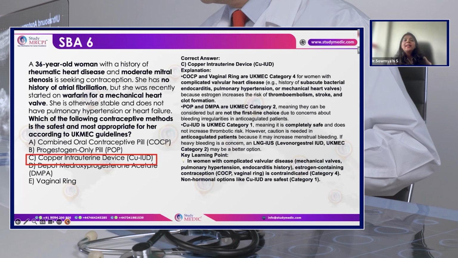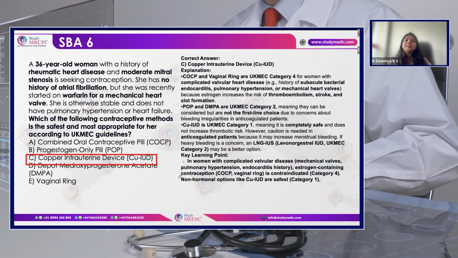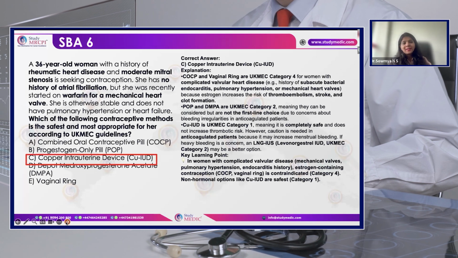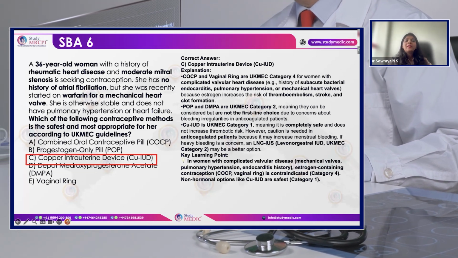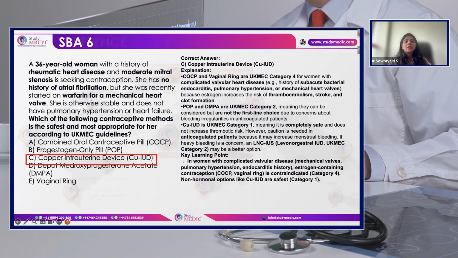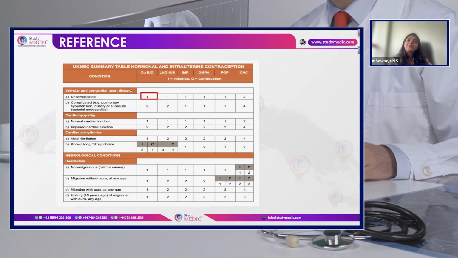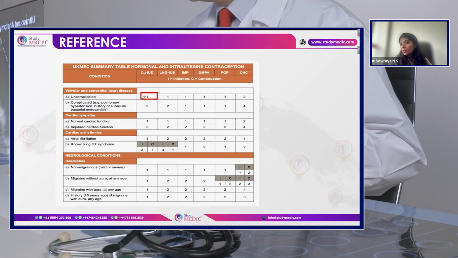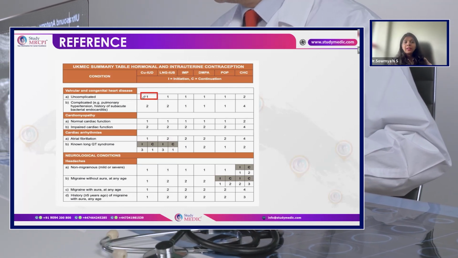And also there is a compulsion that they have to be using every time. So that's the reason copper T would be the best bet here. Logically, this would be the easy choice for me, even if I haven't gone through my UKMEC table recently. You could see that now it is uncomplicated because she doesn't have pulmonary hypertension. She doesn't have heart failures or anything.